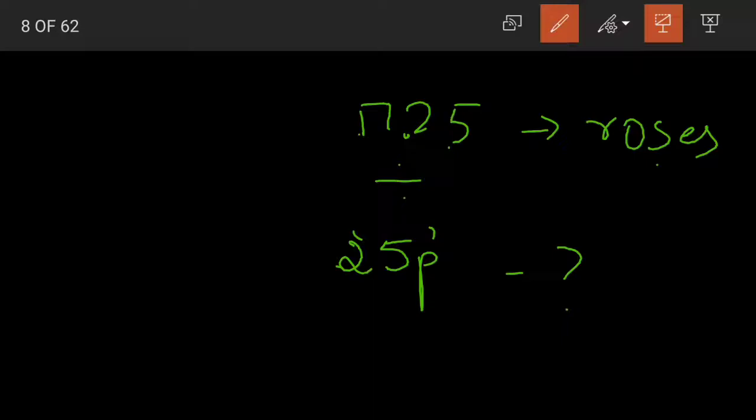So to find out how many 25 paise coins make 17 rupees 25 paise, we have to divide 17.25 by 0.25. 25 paise is written as 0.25. Yes, we have 0 rupees and 25 paise. Now for the purpose of ease of division, we'll first convert it into fractions.